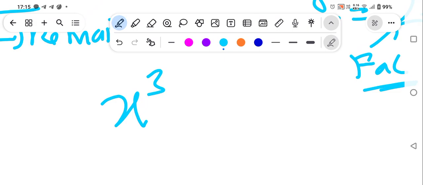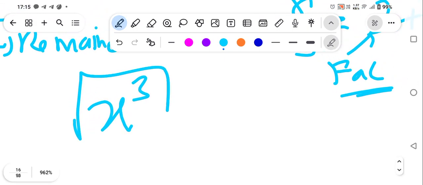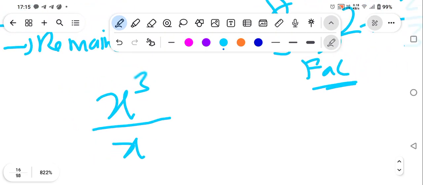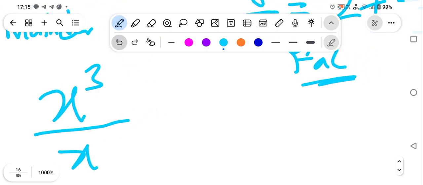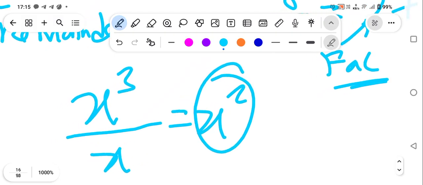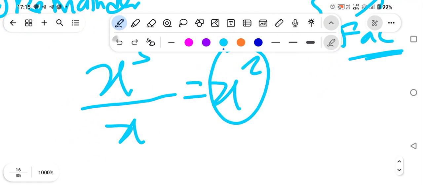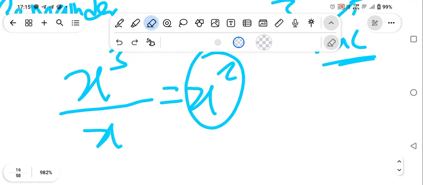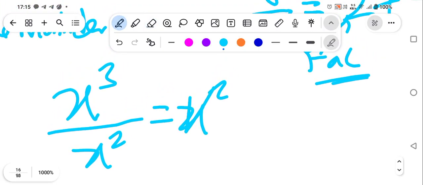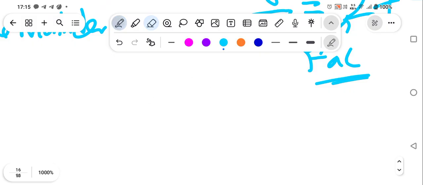So let's say we have x cubed, this is the power. We divide by power, so we have x. So this is the factor. This will be the factor. This is the divisor. So as you can see, sometimes if I have x squared, so now I have, how am I gonna explain this?